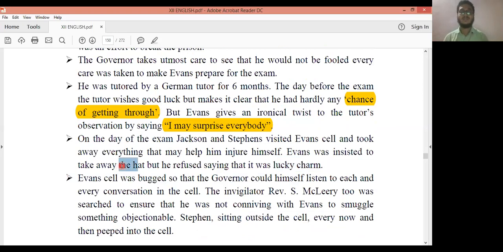Okay, he was asked to remove the hat, but what did he say, students? It is a lucky charm. You may have a t-shirt, a pen, or some other things that you feel are lucky for you, and you wear or carry them on the special days of your life. Similarly, the hat was a lucky charm for him.